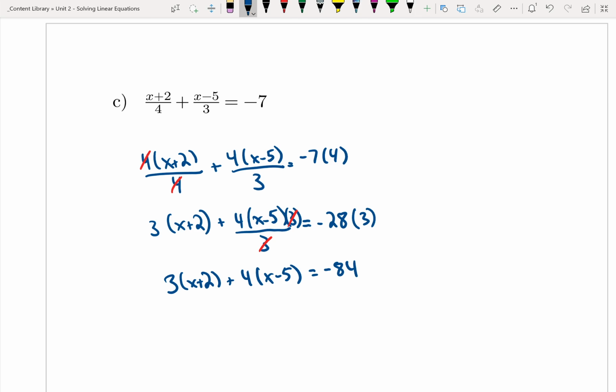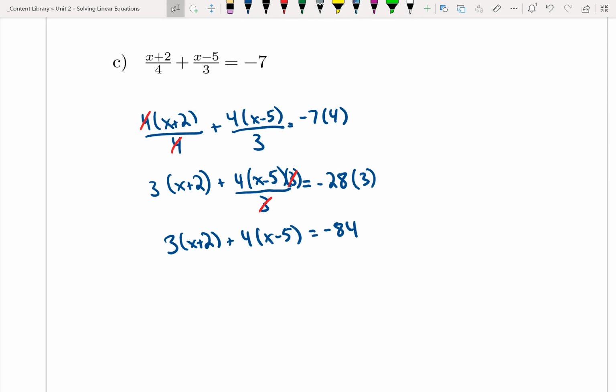And now I'm down to a multi-step equation similar to what we've done in the past. Right? I have two examples of distributive property here. So I need to take this 3 and multiply it through, and same thing with the 4 in the other part. So I get 3 times x, which is 3x, plus 3 times 2, which is 6, plus 4 times x, which is 4x, plus 4 times -5, which is -20, equals -84. So we've gotten through the distributive property, we've gotten rid of our fractions, now we kind of need to simplify some things.